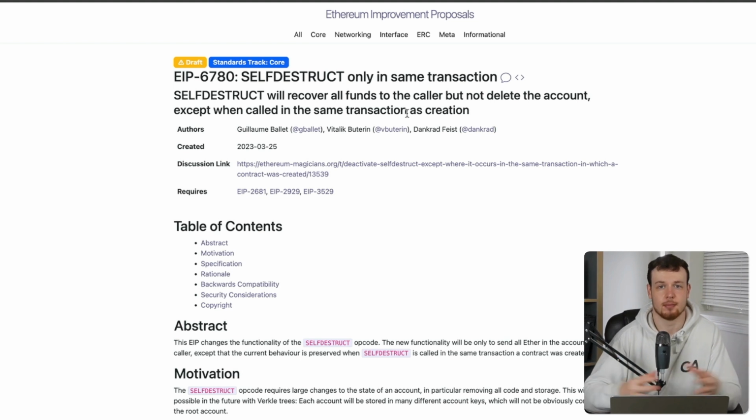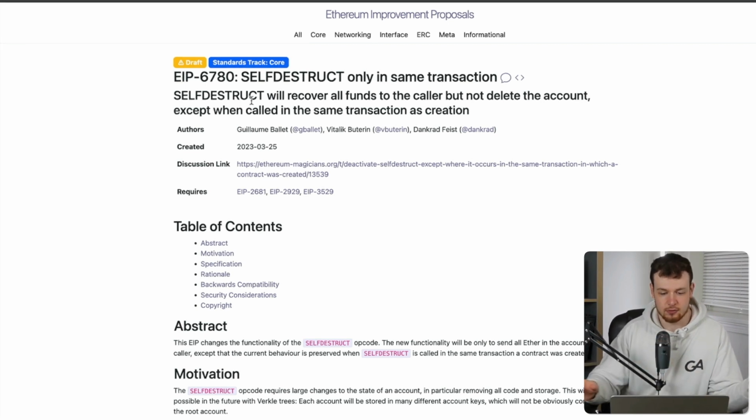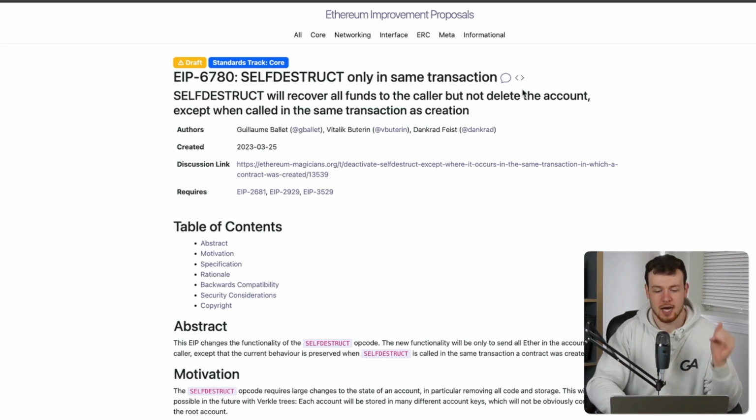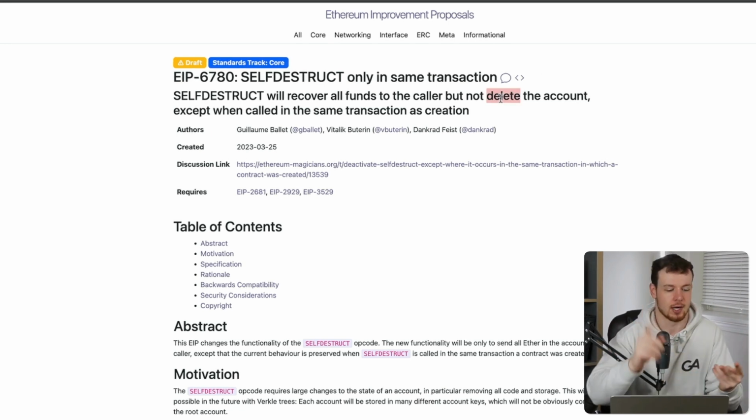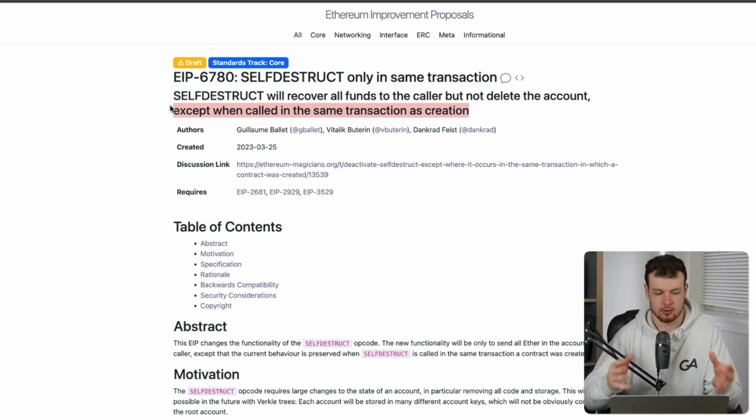So anytime self-destruct is called after a contract has been created, outside of that very first transaction to create the contract, then the only thing self-destruct will do is take all of the funds and send them to the resulting address. But it will not delete the account, right? So it won't clear out the account nonce, it won't clear out the bytecode that's stored at that account. It will only do that full account clearing if it is called within the same transaction as creation.